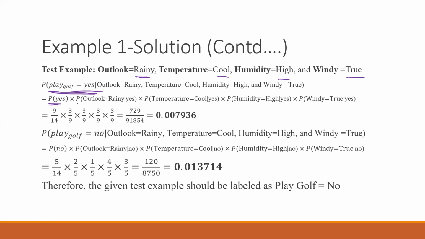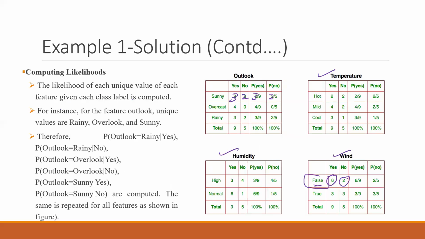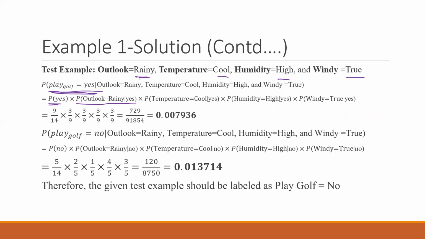Now the probability of yes is 9 by 14. The probability of outlook equal to rainy and yes is 3 by 9. So 3 by 9 has been taken from the table at this place. Similarly, all the other values have been filled and you can calculate the value as 0.007. And similarly for no, you will pick all the values from the previous tables and you will get this value. Because 0.013 is greater than 0.007, the answer is no.